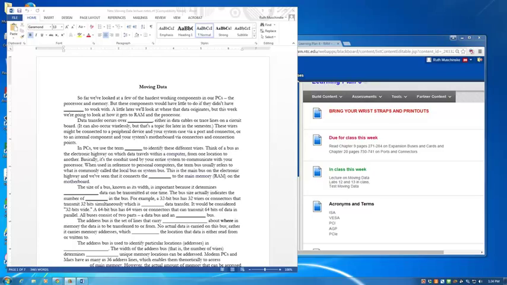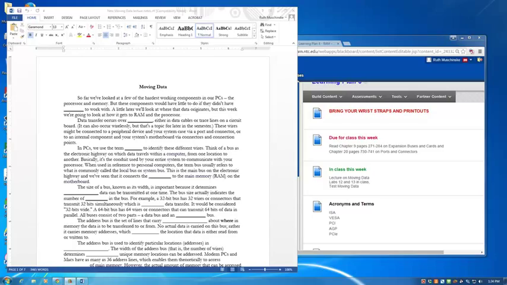All buses consist of two parts, the data bus and an address bus. The address bus is the set of lines that carries information about where in memory the data is to be transferred to or from. No actual data is carried on this bus. Rather, it carries memory addresses, which control the location that the data is either read from or written to. The address bus is used to identify particular locations or addresses in main memory.